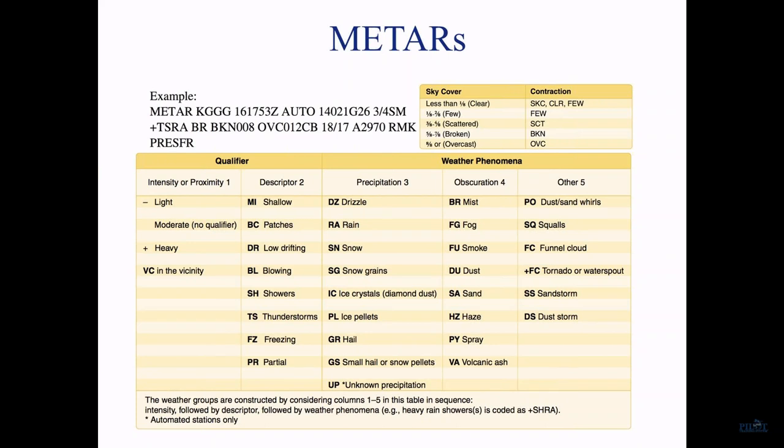+TSRABR can be broken down into two different categories, qualifiers and weather phenomenon. First, the qualifiers of intensity, proximity, and the descriptor of the weather will be given. The intensity may be light, minus, moderate, blank, or heavy, plus. Proximity only depicts weather phenomena that are in the airport vicinity. The notation VC indicates a specific weather phenomenon is in the vicinity of 5 to 10 miles from the airport.